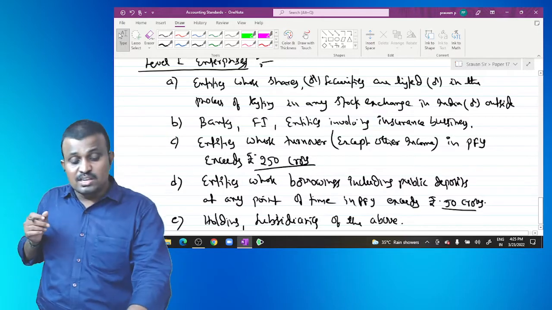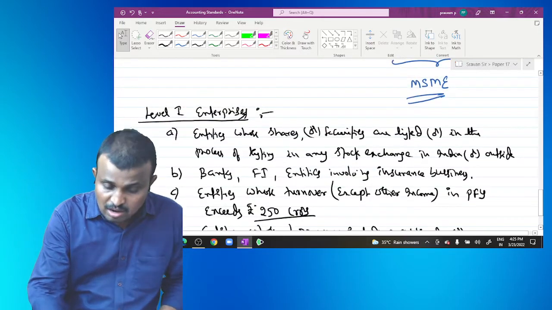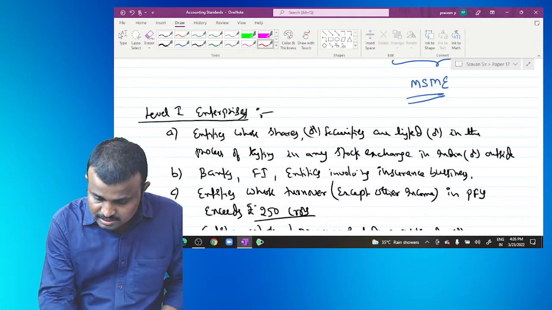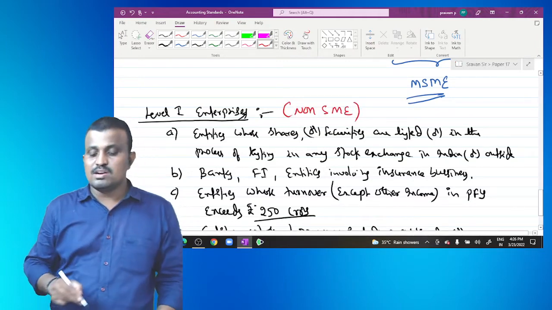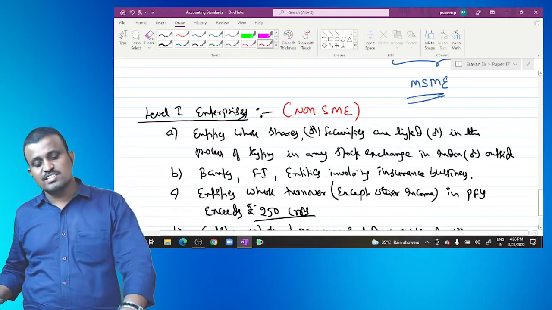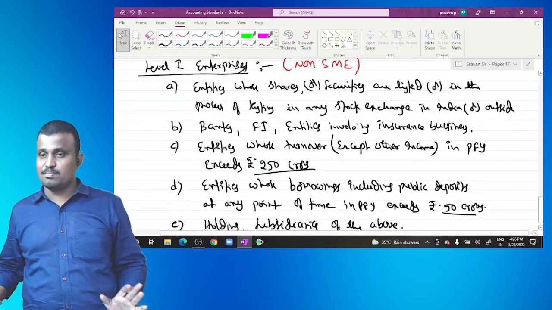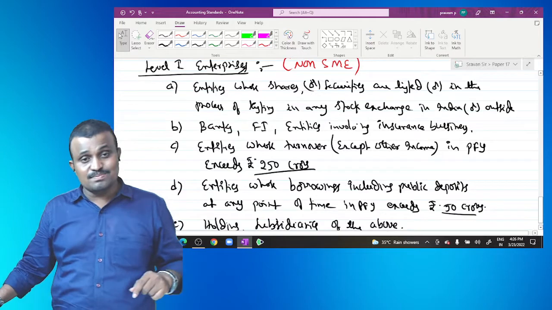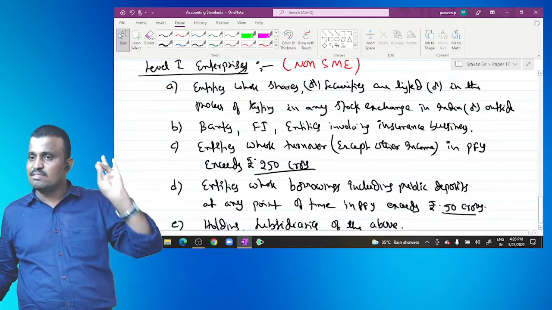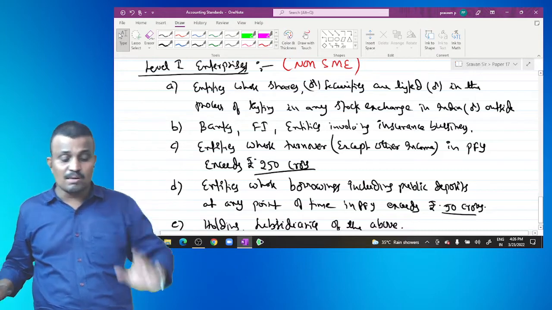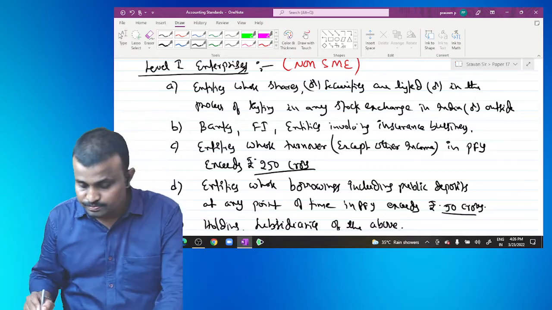So remember, these Level 1 enterprises are also treated as non-SME. So for non-SME also the same conditions are applied. Then coming to the SME, there are three categories: Level 2, Level 3, and Level 4 as per ICAI. So coming to Level 2.